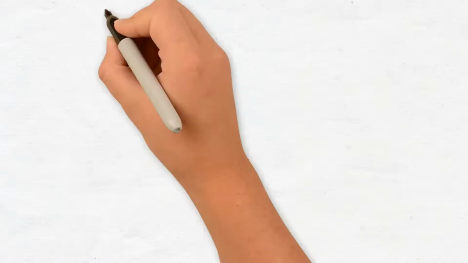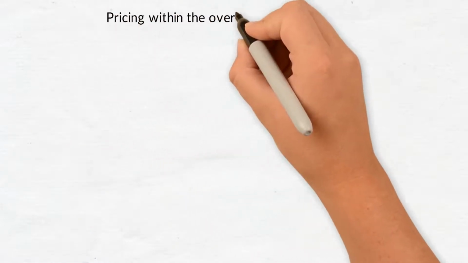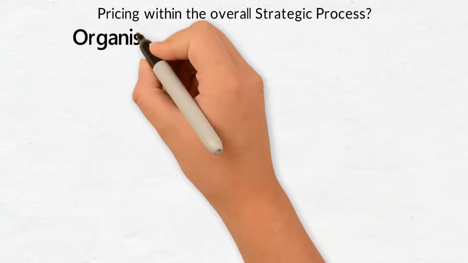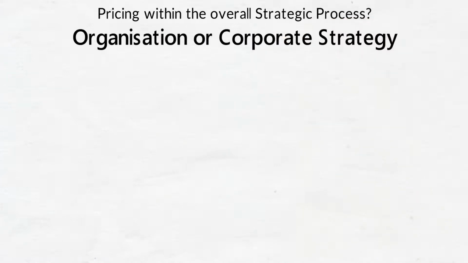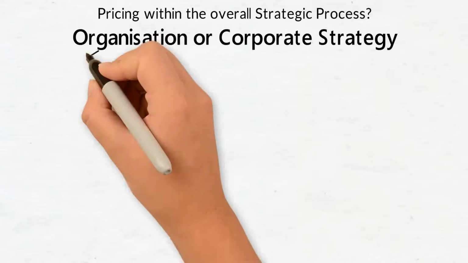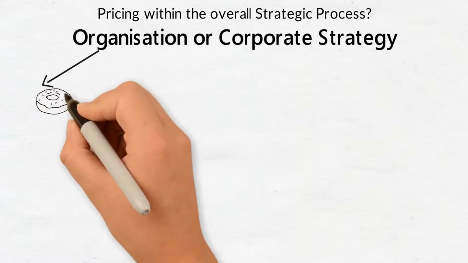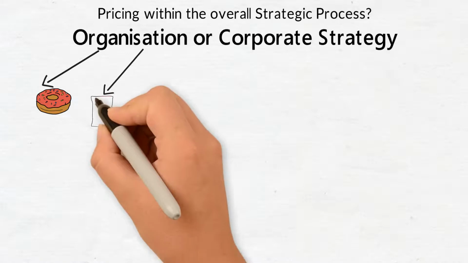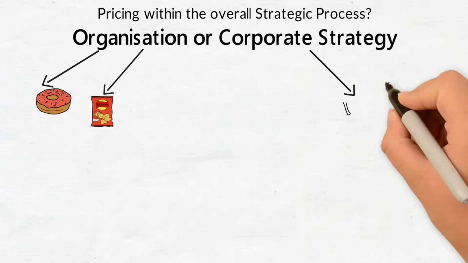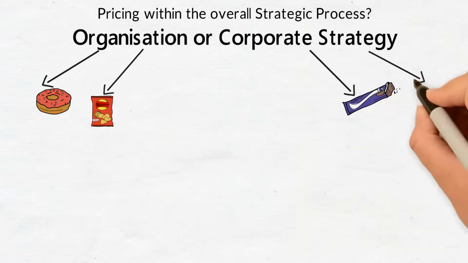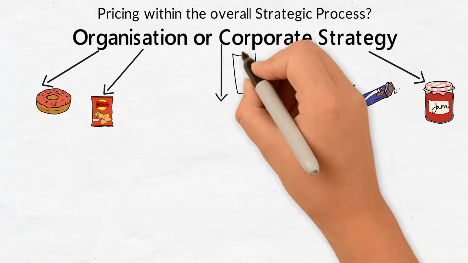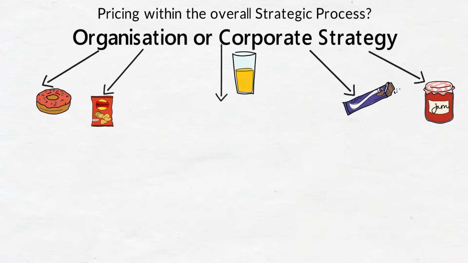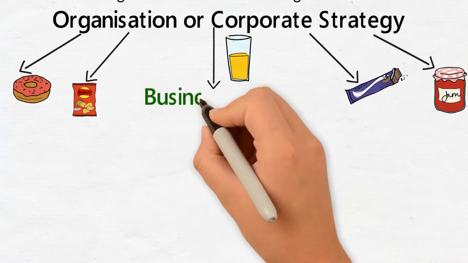The question arises, where does pricing sit within the overall strategic process? It starts with the organization or corporate strategy, which is done by the board, owners, or senior management. A large organization may typically have a number of different business streams. There could be a donut business, a chips business, a confectionery business, a jams and spreads business, and a beverage business. And for each of these, a smart organization will have a business strategy.